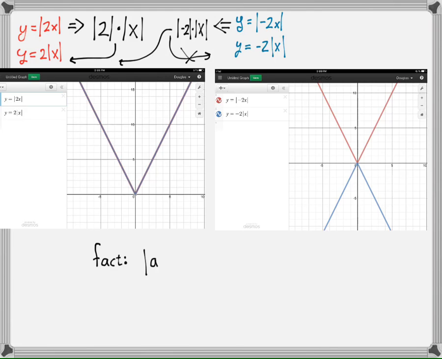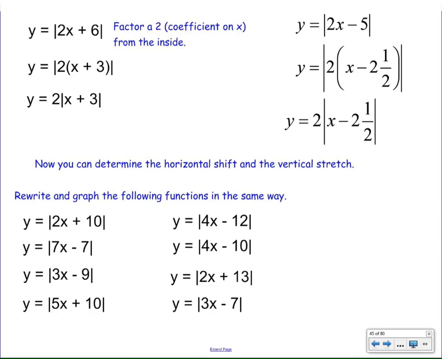There's a fact, and that fact is the absolute value of two numbers multiplied together is the same as multiplying the absolute value of those numbers separately. In other words, the absolute value of a product is equal to the product of absolute values. Turns out to be a helpful tool for us when working with graphing and understanding graphs of absolute value equations.